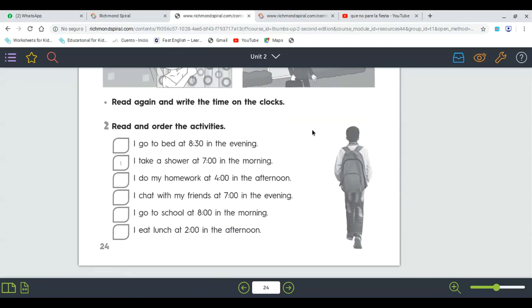After, what are we gonna do? Read and order the activities. What do you think? The first activity that this boy is doing, that is that he takes a shower at 7 in the morning. A las 7 de la mañana, él está tomando un baño.